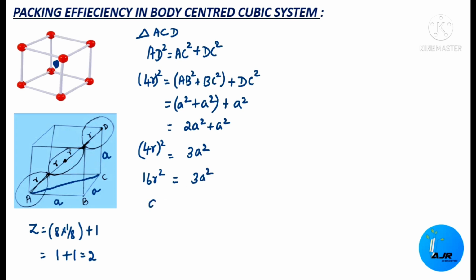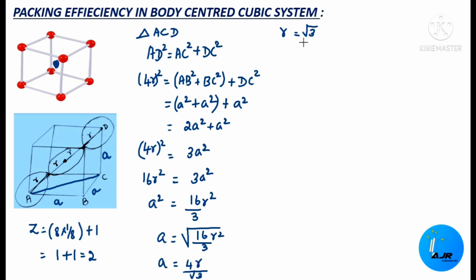Now we need A square. A square is equal to 16 by 3 R square. So A is equal to root of 16 by 3 R square. When you simplify this, A is equal to 4R by root 3. Now we are in need of R. R is equal to root 3 by 4 times A. Understood? So we have found out what R is.